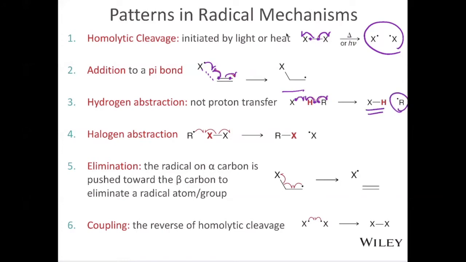Halogen abstraction. So we again have our radical here, and we have our 2 electrons in that bond.